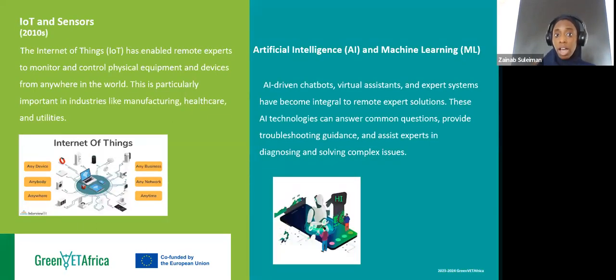We have the Internet of Things and sensors, which is IoT, which began in the 2010s. The internet has enabled remote experts to monitor and control physical equipment and devices from anywhere in the world. This is particularly important in industries like manufacturing, healthcare, and utilities. Also, artificial intelligence and machine learning. These AI technologies can answer common questions, provide troubleshooting guidance, and assist experts in organizing and solving complex issues.